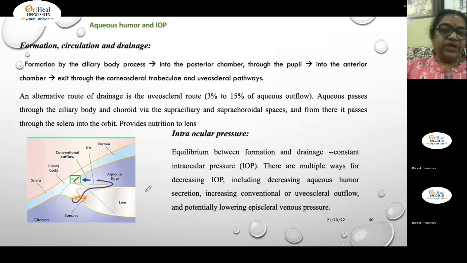And there are different ways to lower the production of the aqueous humor. You can reduce the production of the aqueous humor from the ciliary body with the help of different drugs, as well as you can also increase the filtration through the trabecular meshwork. So there are different surgeries to increase the drainage of the aqueous humor also.